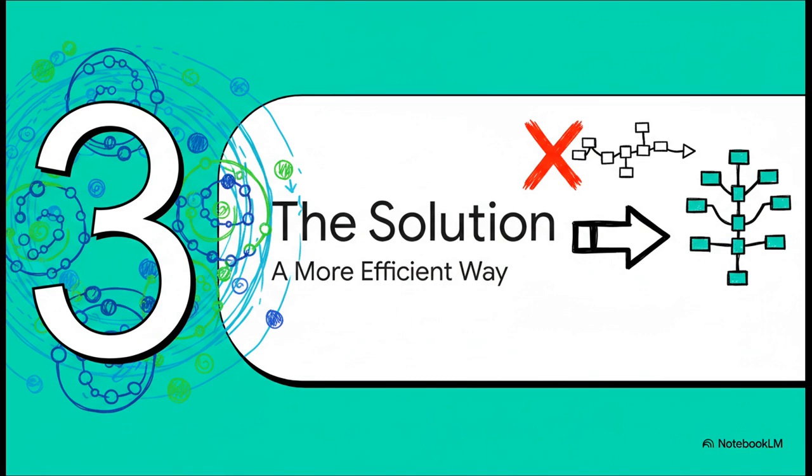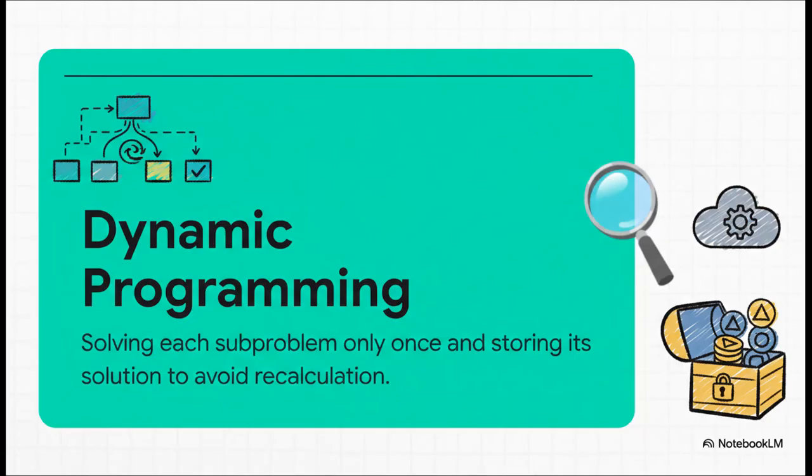All right, so we've totally cracked the case. The problem is a ridiculously inefficient algorithm that just recalculates the same stuff again and again. But you know, in programming, finding the problem is half the battle. So now, let's look at the beautiful, elegant solution. And that solution has a name. It's a super powerful idea called dynamic programming.